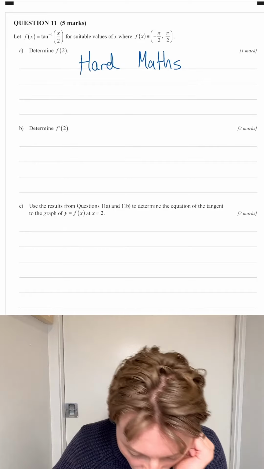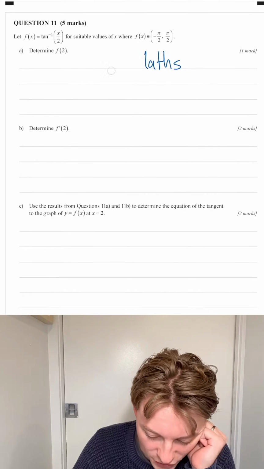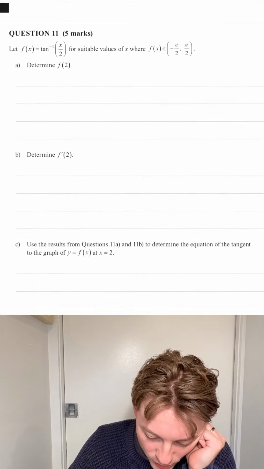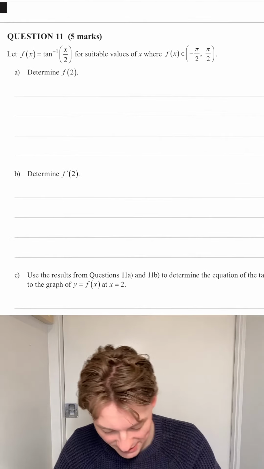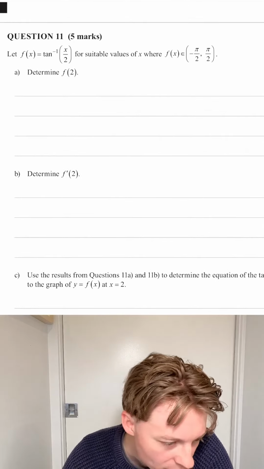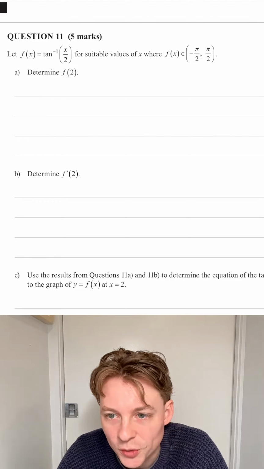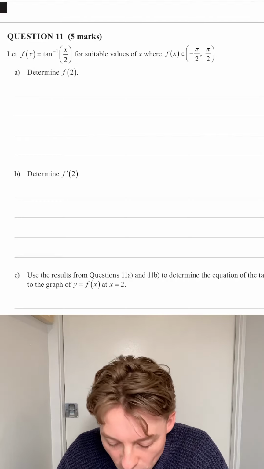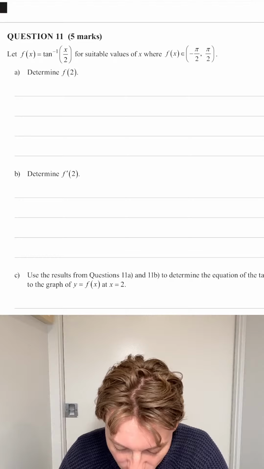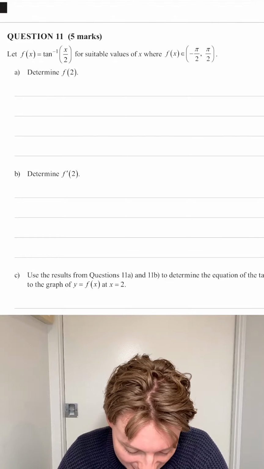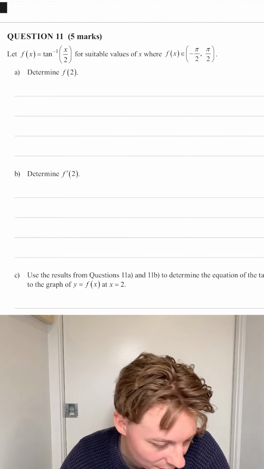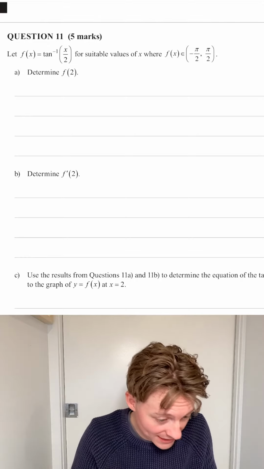Okay, so we have the very first question is an inverse tan function. We are looking for suitable values, we're just looking at part A. So if you can't read all of part C, that's okay. But just look at part A. We have an inverse tan function. We have tan to the negative 1 of x over 2. X is, or the function is between negative pi on 2 and pi on 2. So we have a bit of a domain here for what my angles could represent.